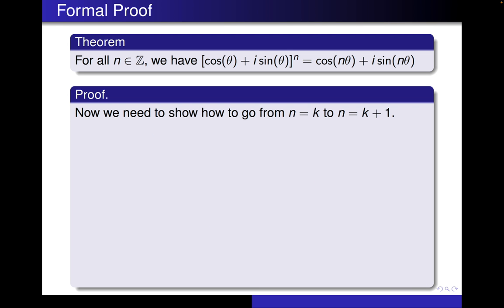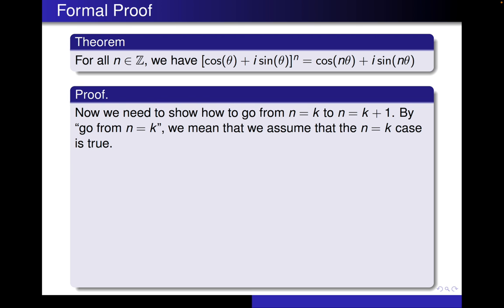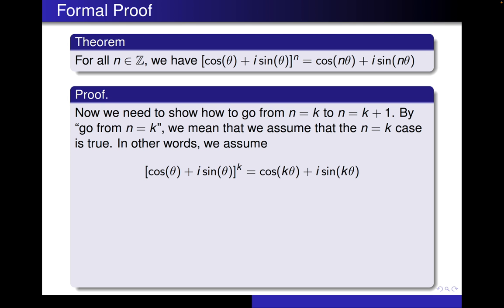Now we need to show how to go from the n equals k case to the n equals k plus 1 case. And look at what we do here. By going from n equals k, what we really mean is that we're assuming that the n equals k case is true, that we just proved it. In other words, we're assuming that (cos θ + i sin θ)^k is equal to cos(kθ) + i sin(kθ).